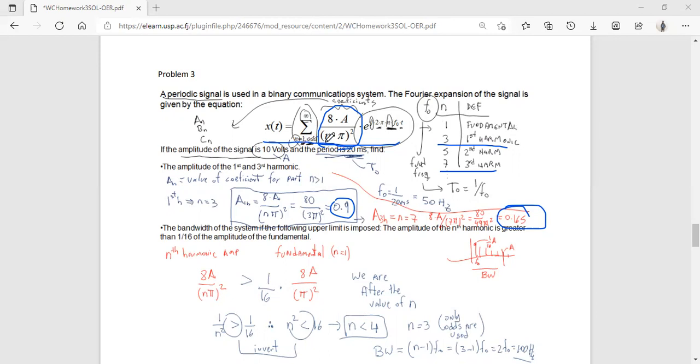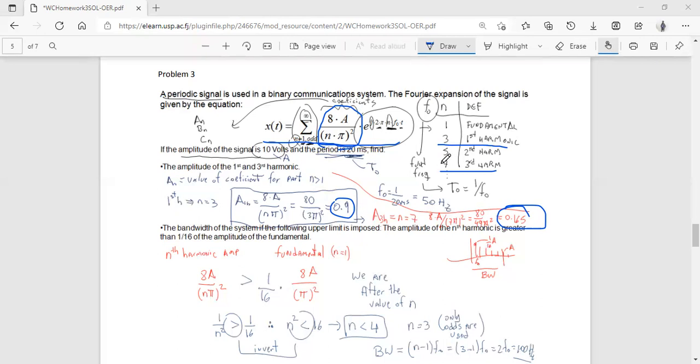Since it clearly states that n is 1 and all odd values, the second value of n is 3. When n is equal to 3, my first harmonic will occur. When n is equal to 5, my second harmonic will occur. When n is equal to 7, my third harmonic, and so forth, right? So we needed to calculate the first and the third harmonic. From the table, the first harmonic will occur when n is equal to 3, and the third harmonic will occur when n is equal to 7.